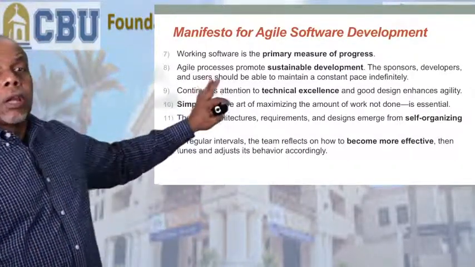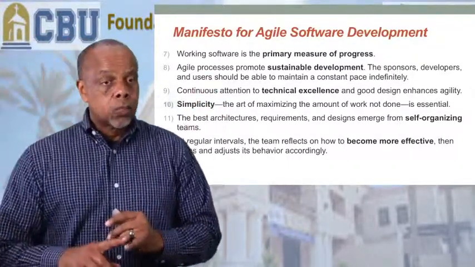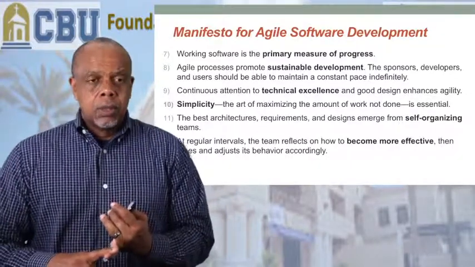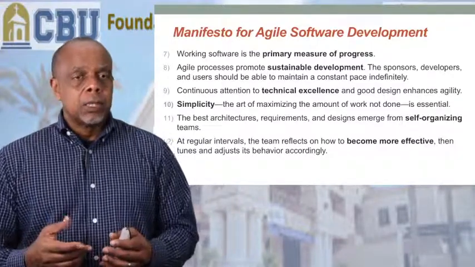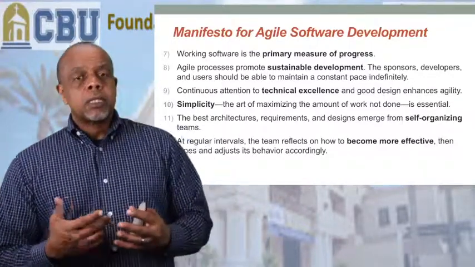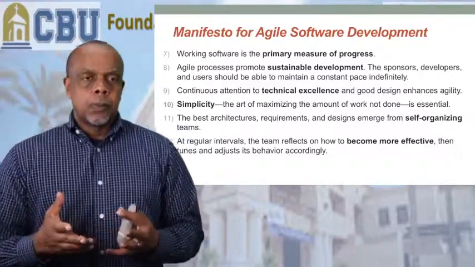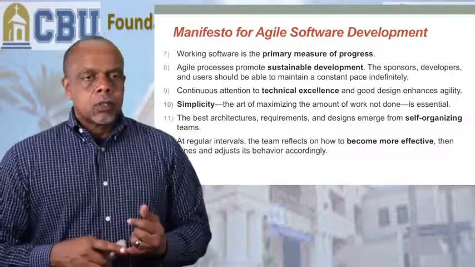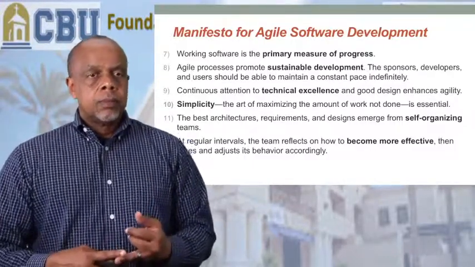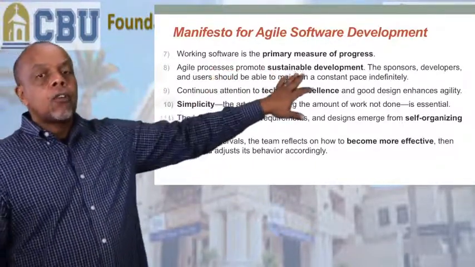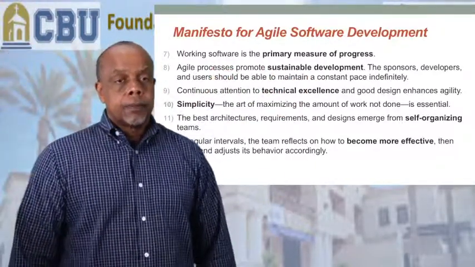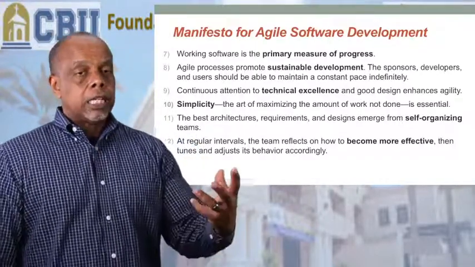Okay, number 7 is what? Working software. I like this: working software, not schedule, not cost, not time. If you think about typical project management, those are the measurements of success in a typical project: cost, schedule, performance. Now, the working software is the measure of progress. Working software, the end product.